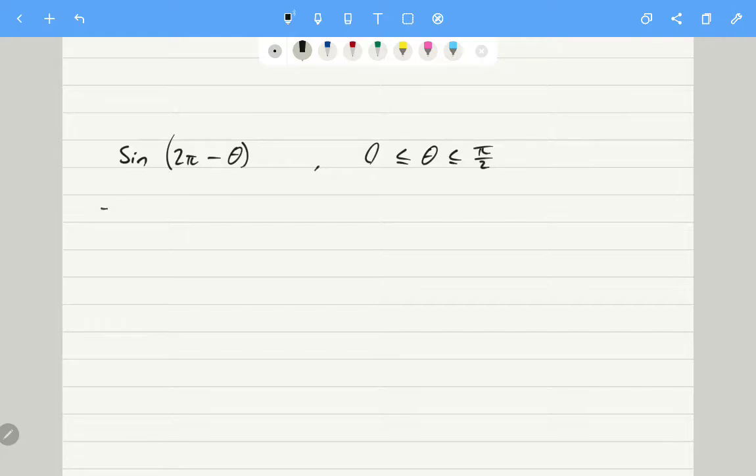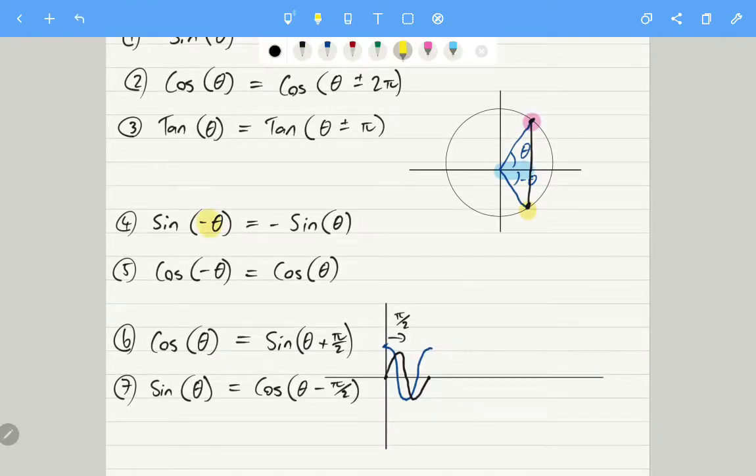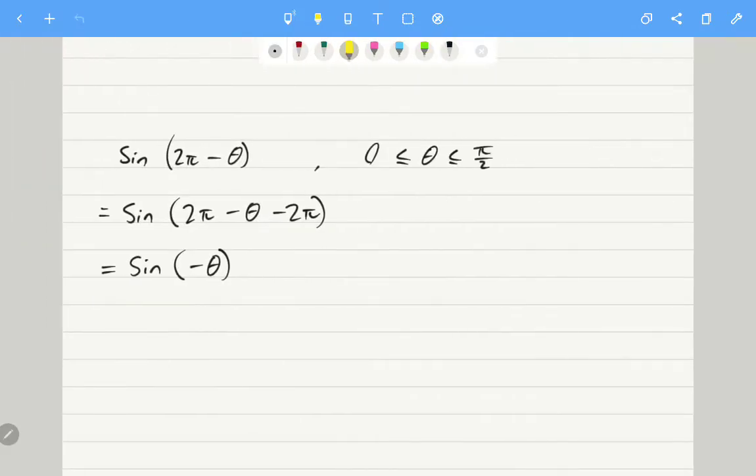Next one's going to be similar, right? I can do the exact same trick, minus 2 pi, to get rid of that pesky 2 pi. And I'm just left with minus theta. But remember, when I've got a minus theta, I can bring the minus outside if it's a sine function, which it is. So I can write this as minus sine of theta.